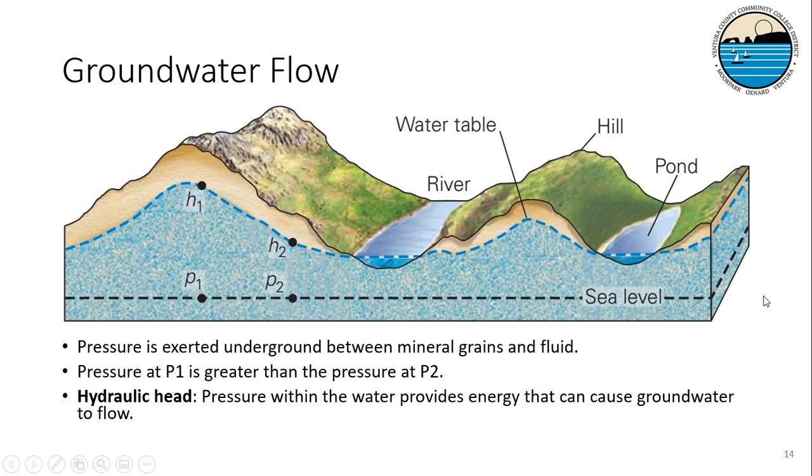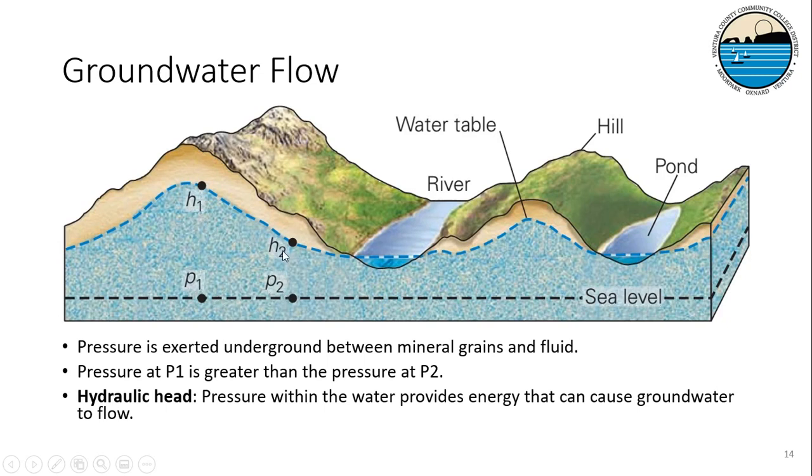Okay, so I jumped the gun a little bit on this, but I explained a little bit about how water would move in this example. The difference in pressure here is called the hydraulic head. That's the pressure within the water that provides the energy to cause groundwater to flow. So we have a change in hydraulic head from point 1 to point 2, and that's what I was saying before, that we have a pressure difference.